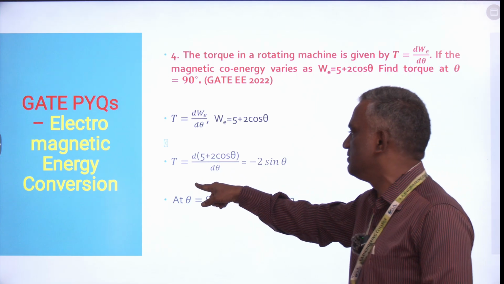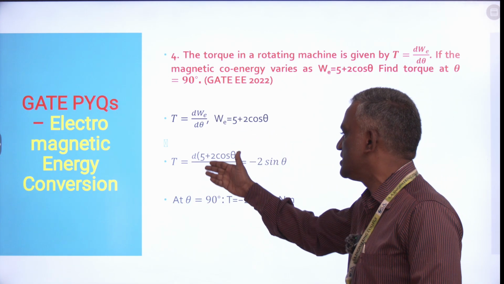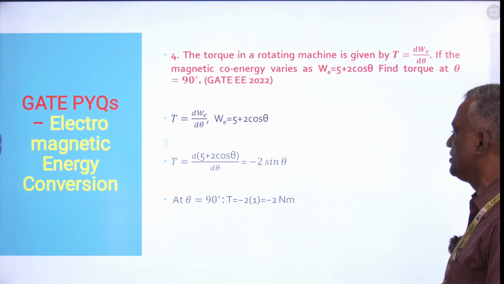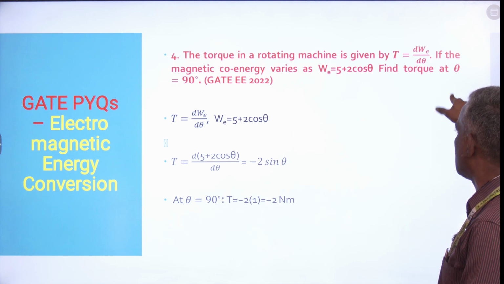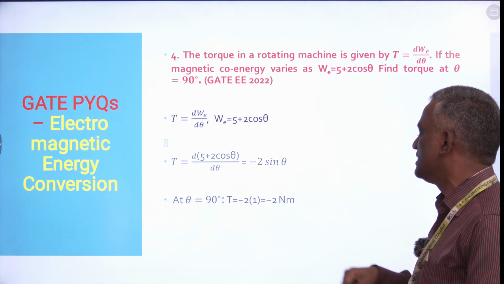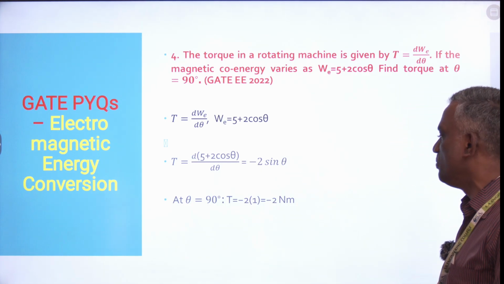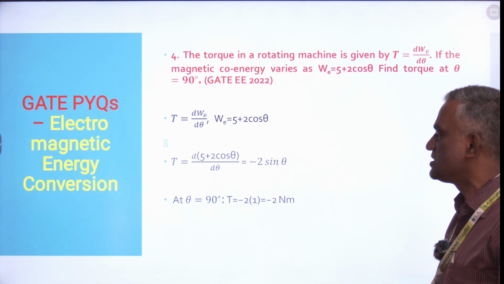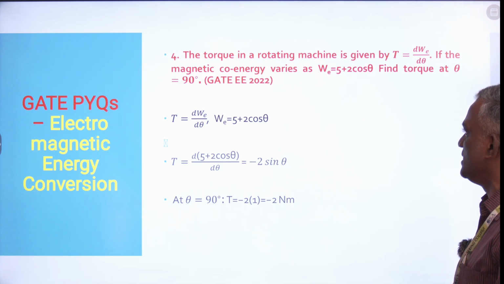So torque is equal to d by d theta of 5 plus 2 cos theta. Obviously you have to differentiate this with respect to theta. So I'll get minus 2 times sin theta. But they didn't ask simply the torque. They asked the torque at theta equal to 90 degree. So I have to substitute theta as 90 in the above equation. T equal to minus 2 times sin 90. Sin 90 is nothing but 1. So I get minus 2 Newton meter. This is the torque at theta equal to 90 degree.